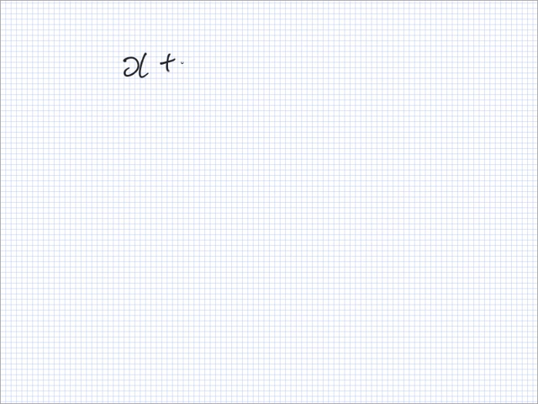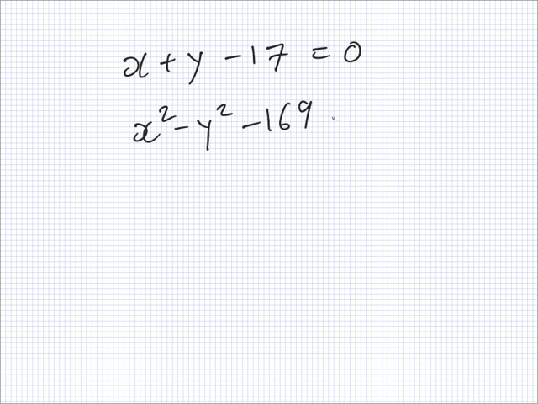Let me say something like x plus y minus 17 equals 0, and x squared minus y squared minus 169 equals 0. Okay. I'll let you try this now. See what you can do.